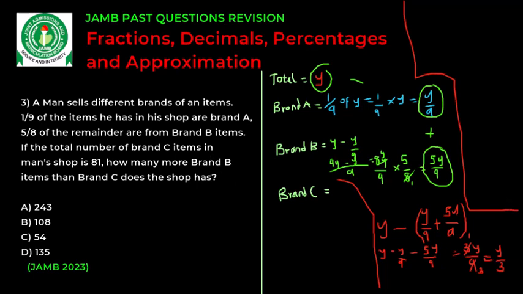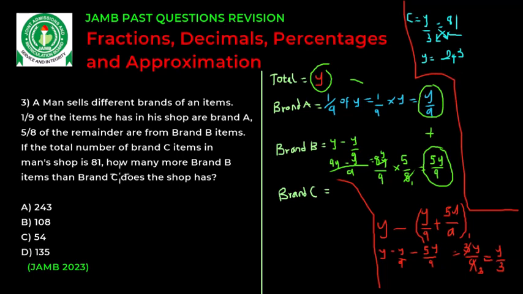We are told that the total items of brand C is equal to y over 3, and that it is equal to 81. So we cross and multiply. What we are going to have as our y is 3 times 81, which will give us 243. So we have our y as 243.